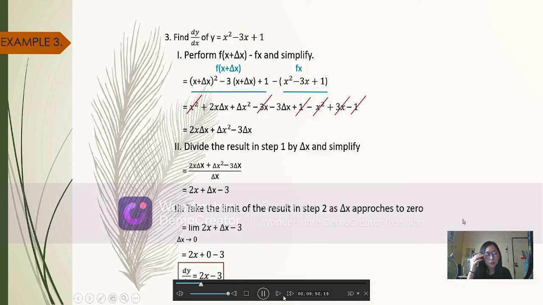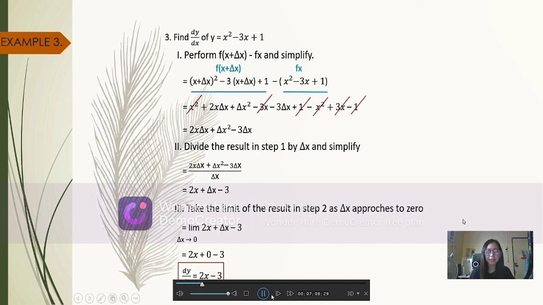Number 3. Find dy over dx if y is equal to x squared minus 3x plus 1. So, step 1, perform f of x plus delta x minus f of x and simplify.